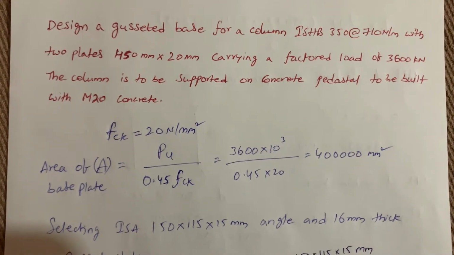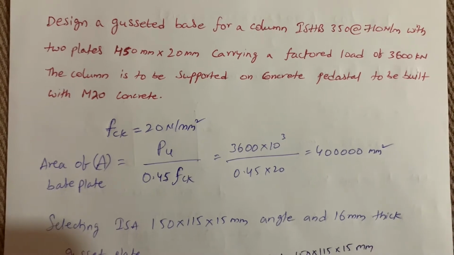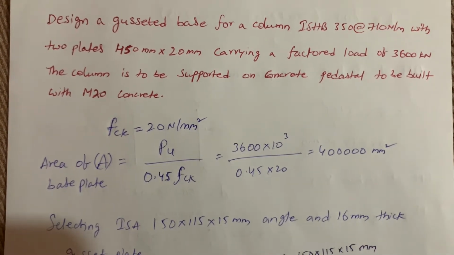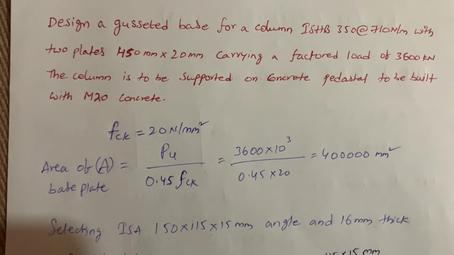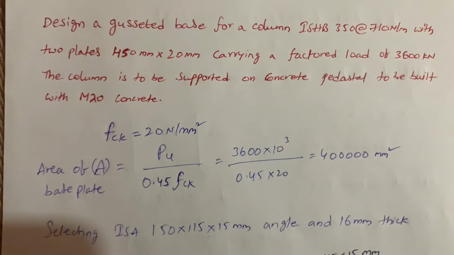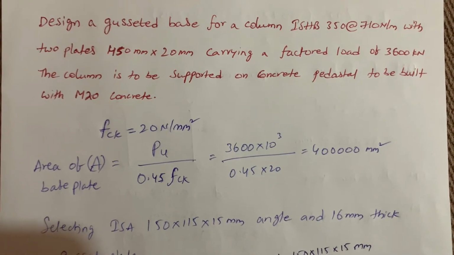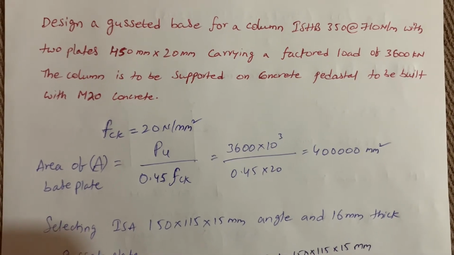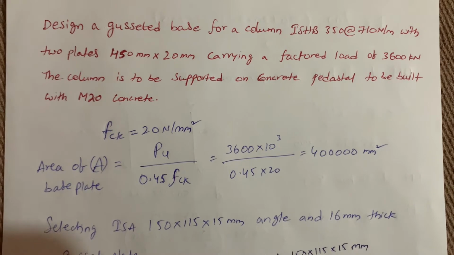Hello everyone. In this video, I'm going to explain gusset base design in design of steel structures. This is one example problem in column bases. Here an ISHB 350 at 710 Newton per meter was given, with two plates of 450 mm by 20 mm, carrying a factored load of 3600 kilonewtons. For this we need to design a gusset base.